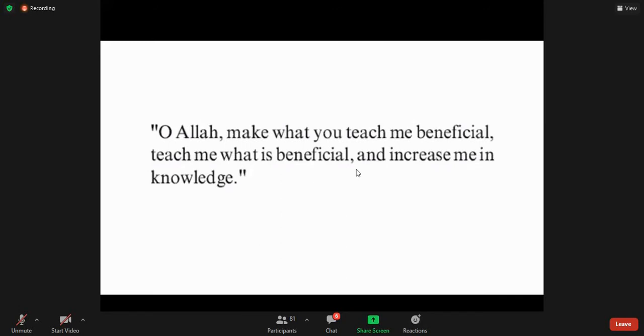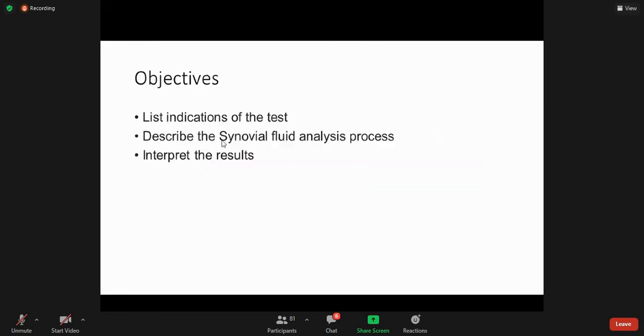So synovial fluid. What are the objectives we are covering? There are very few objectives written here, but when you start, you will find it a very informative and detailed discussion, inshallah. So first of all, we will discuss what are the indications of the test. What do you understand by indications? Every test, lab test or biochemical test, has an indication. So what do you understand by indication? Can anybody tell me? For example, what are the indications of a synovial fluid test?